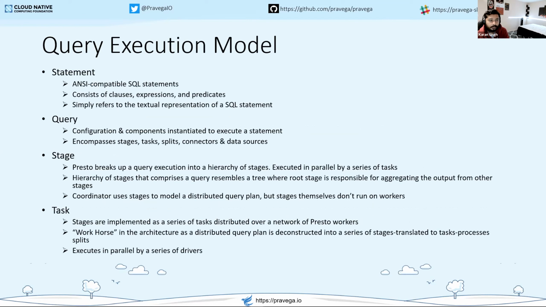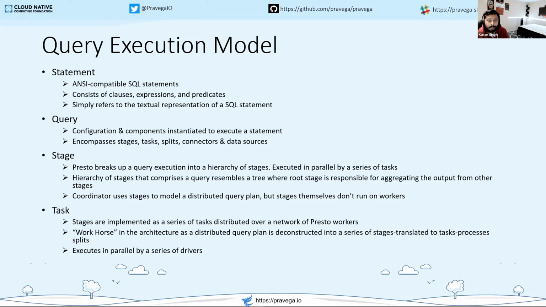So it has 4 major components. One is the statement, second is the query, third is the stage, fourth is the task. What's a statement? Statement is nothing but SQL compatible statements written, just pure statement, not the query. So the query when just written is referred to as statement in Presto. It just refers to the textual representation of an SQL statement.